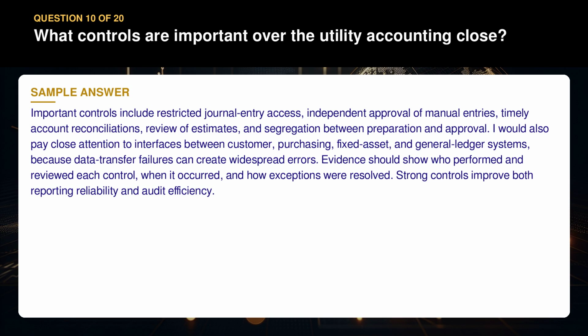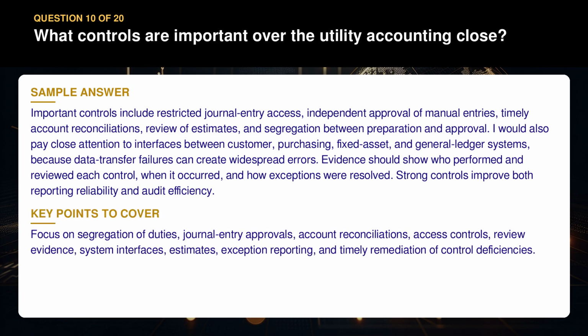Evidence should show who performed and reviewed each control, when it occurred, and how exceptions were resolved. Strong controls improve both reporting reliability and audit efficiency. Focus on segregation of duties, journal entry approvals, account reconciliations, access controls, review evidence, system interfaces, estimates, exception reporting, and timely remediation of control deficiencies.